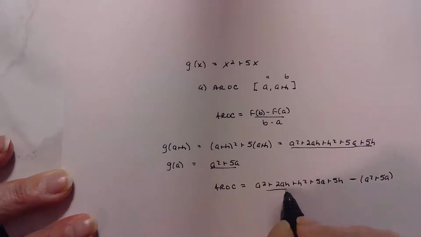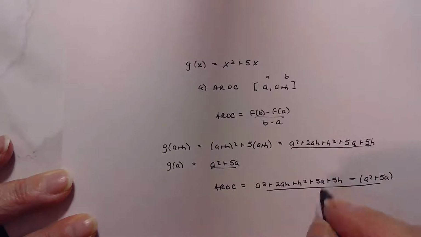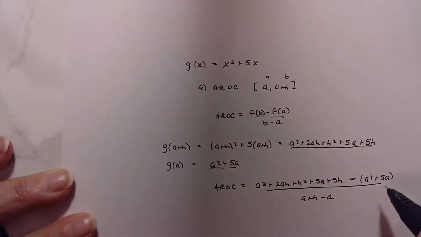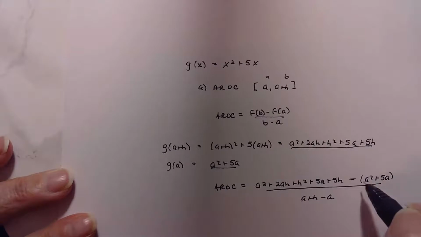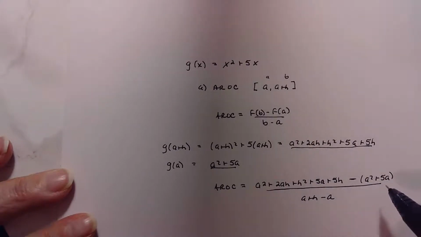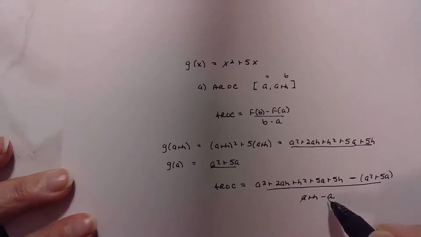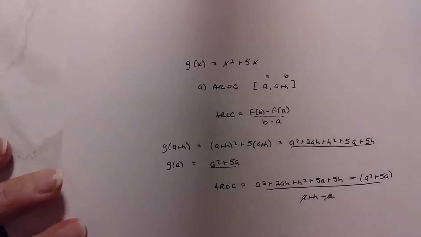Remember, put it in parentheses so that you do not forget to distribute your sign. Okay, this is my b minus a on the bottom, and you notice the a's are going to cancel, so you end up with an h.